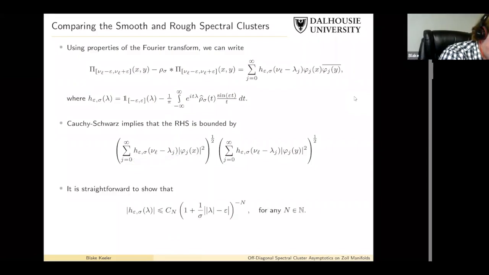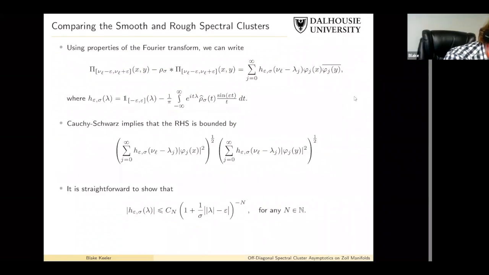It's fairly easy to show that this thing is rapidly decreasing away from where lambda equals epsilon. So this h function is strongly localized near the edges of my interval, which should somehow make sense because h is defined as the difference between this sharp cutoff and the smooth cutoff.